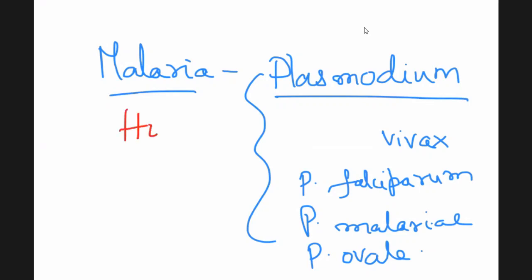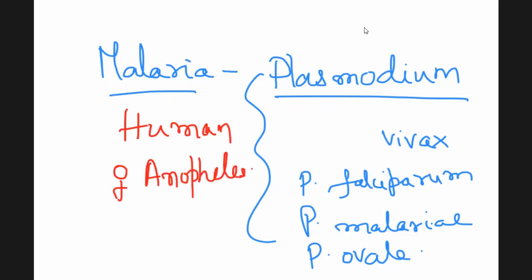One host is human. Another host is mosquito, female Anopheles mosquito. Without female Anopheles mosquito, it cannot complete the life cycle. That's why we have to eradicate mosquitoes to control malaria. Okay? If a parasite completes its life cycle in 2 hosts, it is a digenetic parasite. It is digenetic. Di means 2, genus, you know.